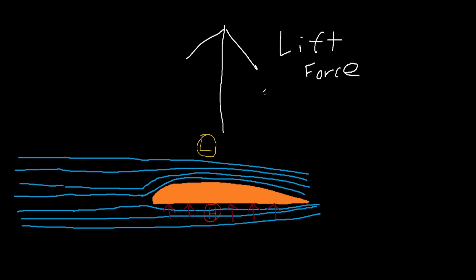So that high wanting to get to the low causes lift. The reason why there's a low pressure area and a high pressure area is because of Bernoulli's principle, in the way the airfoil is shaped creates a low pressure zone above the wing, which again the high pressure pushes up on the wing to try and get to that low pressure, resulting in lift.